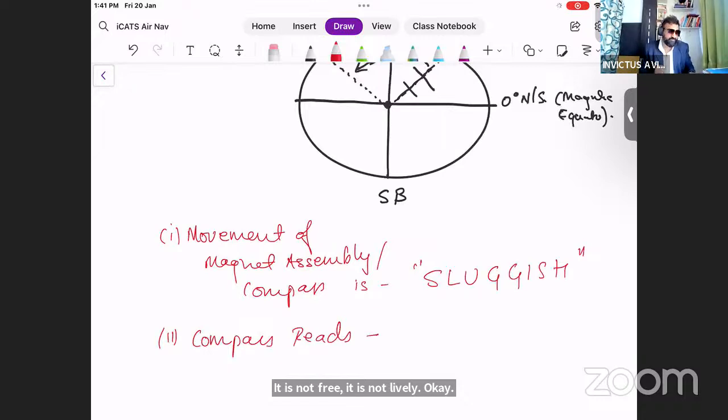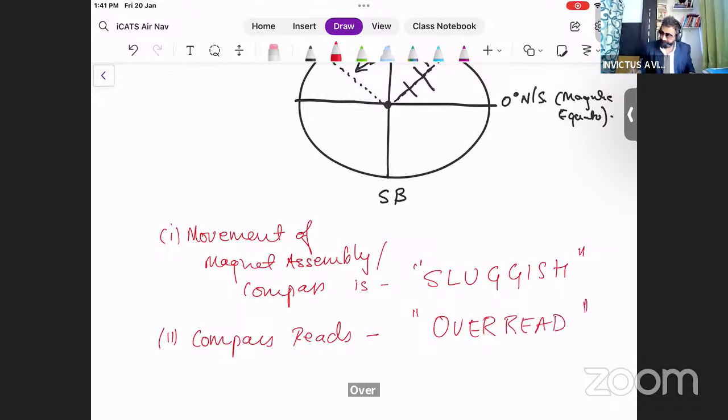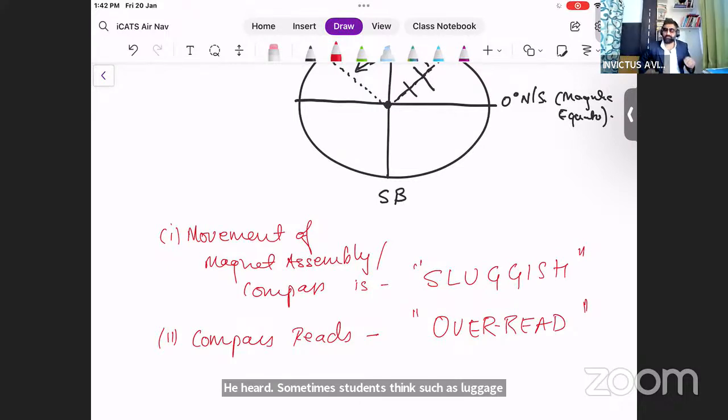Compass reads. Will the compass underread or overread? The compass will overread. Here sometimes students think, sir, if it is sluggish, why is it overreading? It should underread. That is not the way to connect dots. That is not the explanation here. The resulting factors would be something else. This is the impact. This is the symptom. Questions come with respect to sluggish or lively, and questions will come with respect to overread or underread.